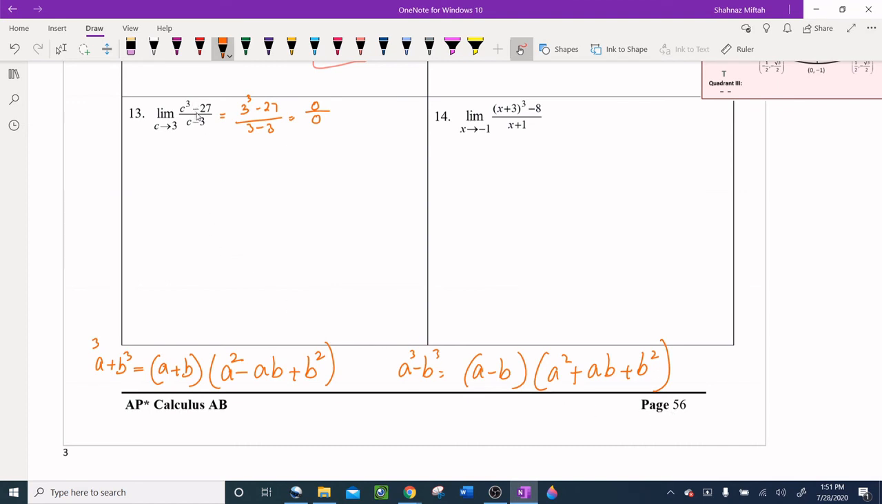Now, this one is minus, so I can rewrite it as c cubed minus 27, like a cubed minus b cubed. How would I do that? It's going to be the limit as c approaches 3 of c cubed minus 3 cubed, because 3 times 3 times 3 is 27.